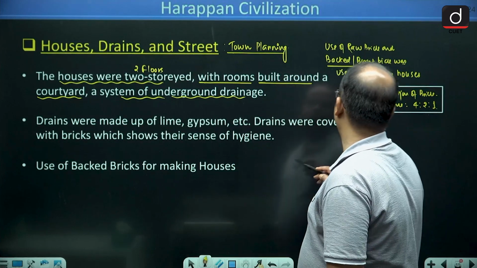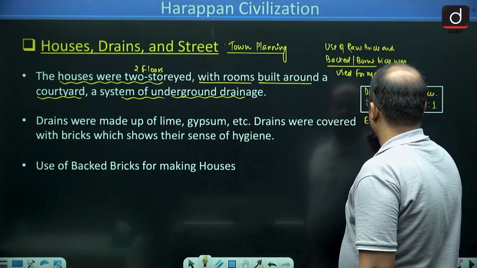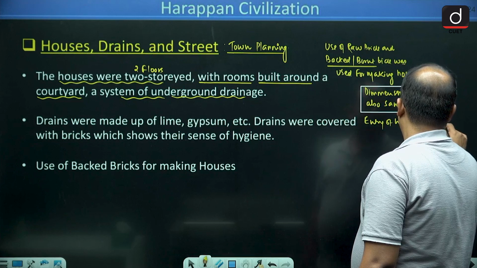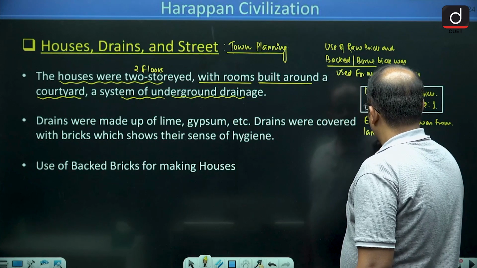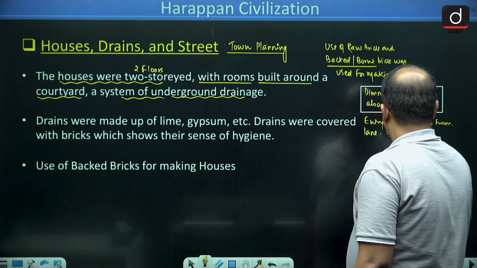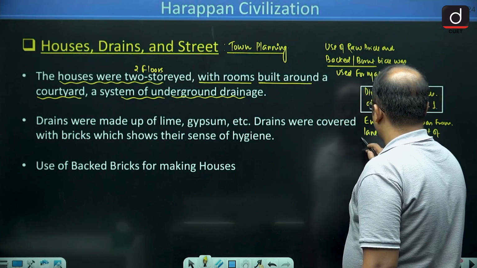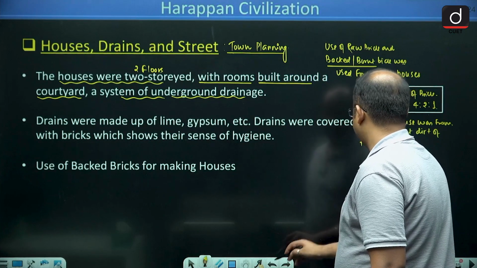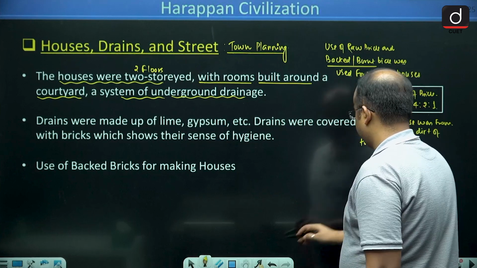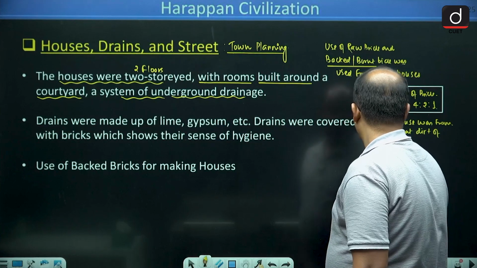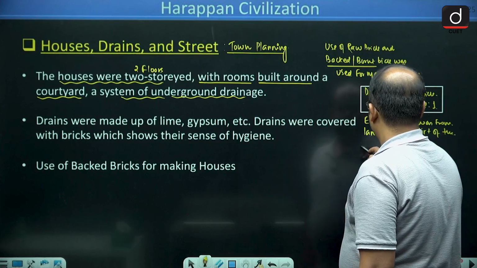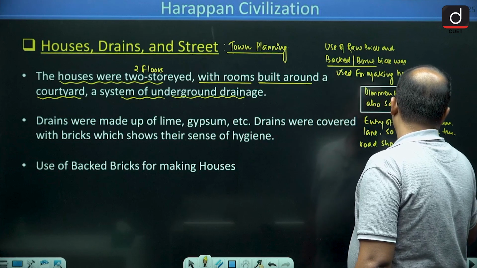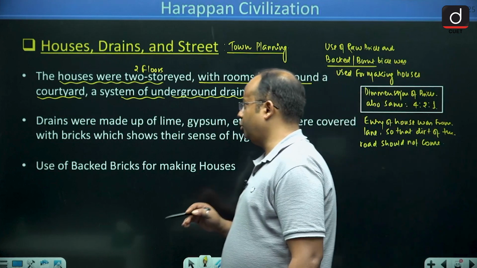And my dear learners, you will find that the entry of the house was from the lane, so that the dirt of the road should not come in.